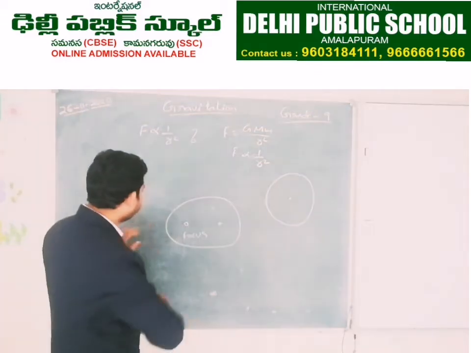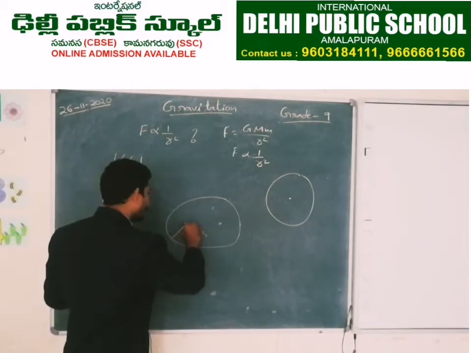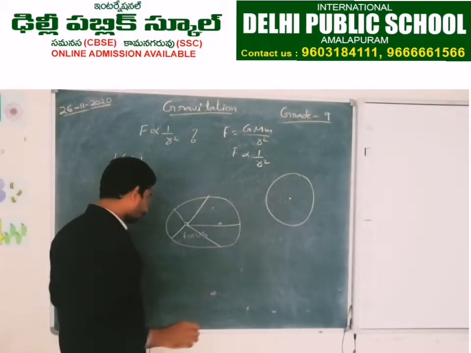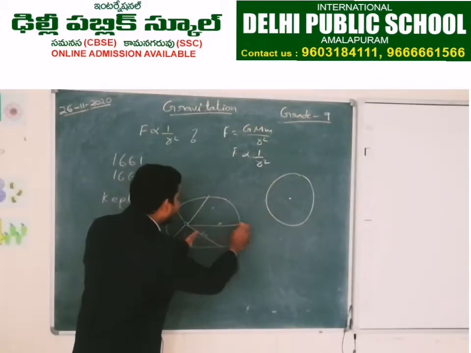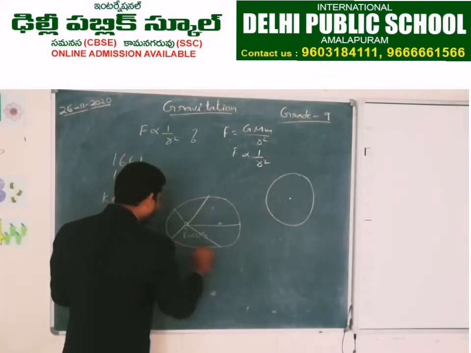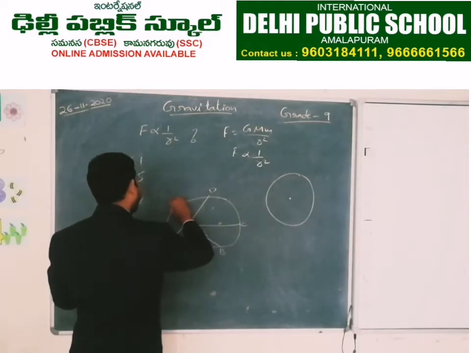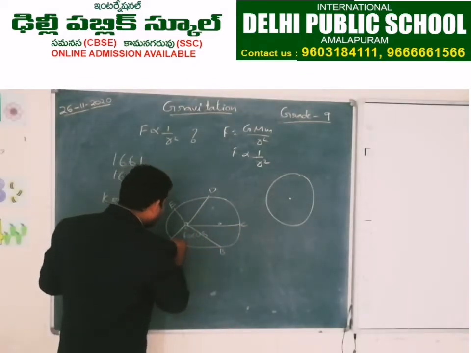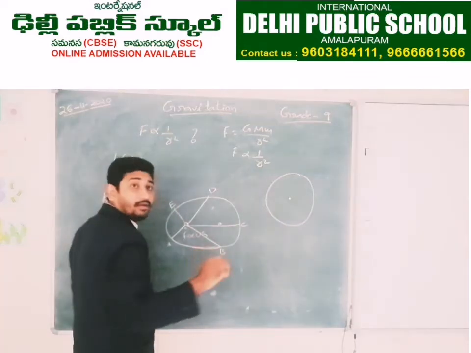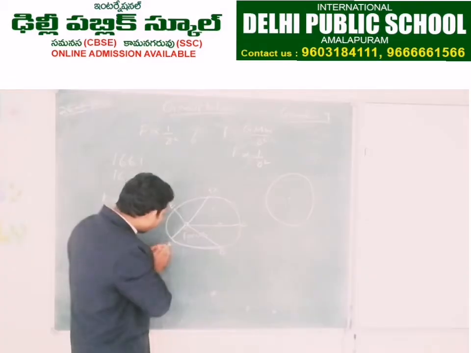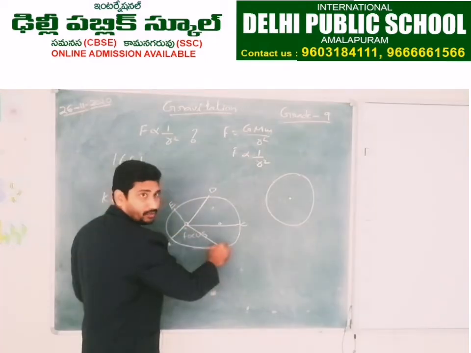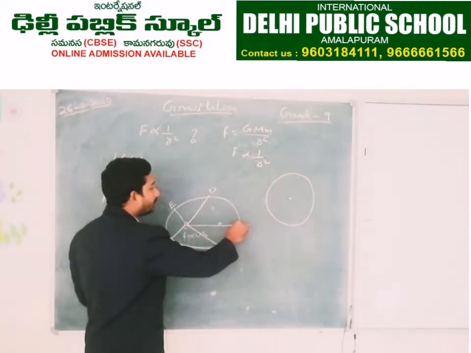Second statement is, if we divide this into some areas, name it as O, A, B, C, D, E. This path, how much time the earth takes to cover from A to B, the same time it will take to cover from here to here, the same time it will take to cover from here to here.